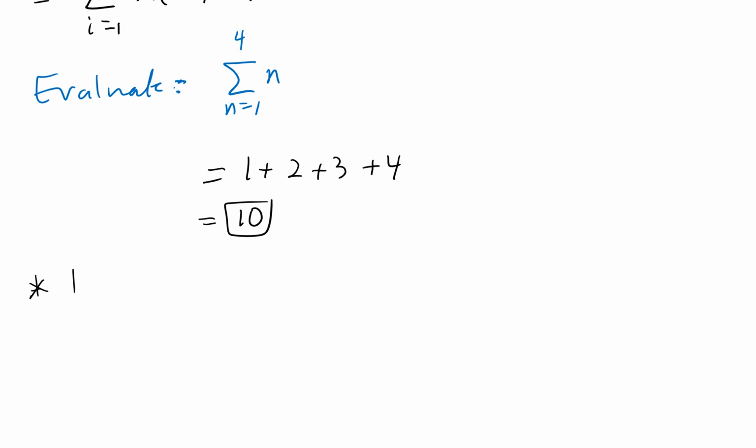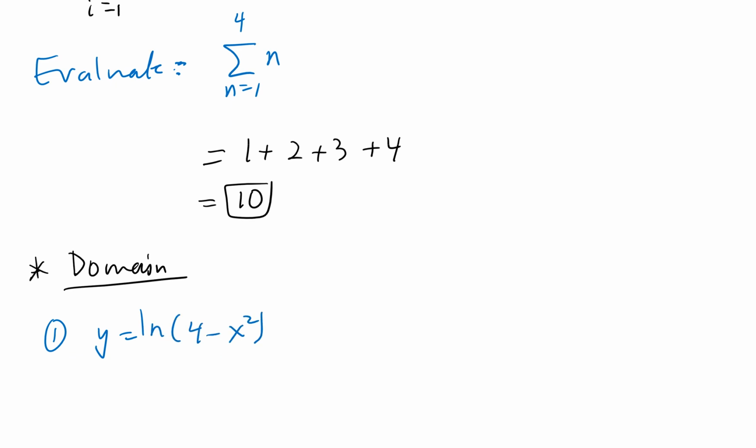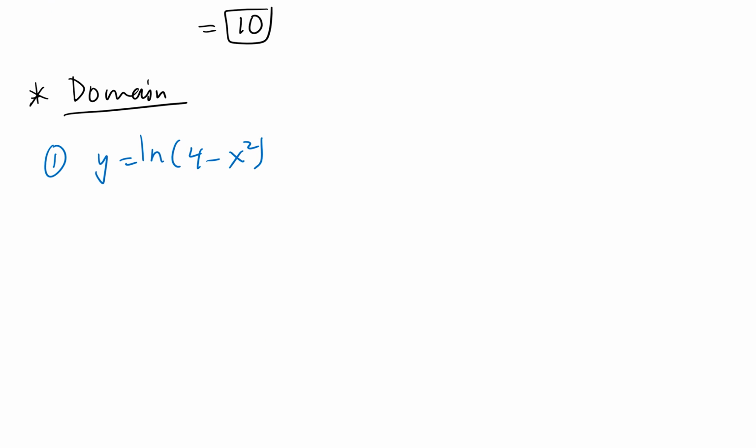Another thing we need to talk about is the domain. How do you find the domain for a given function? Let's look at some examples. Say the natural log of 4 minus x squared. How do you find the domain for such a function? Well, the way we do it, anything after the ln has to be bigger than 0. So 2 minus x times 2 plus x has to be bigger than 0.